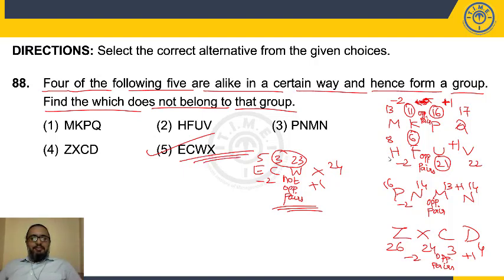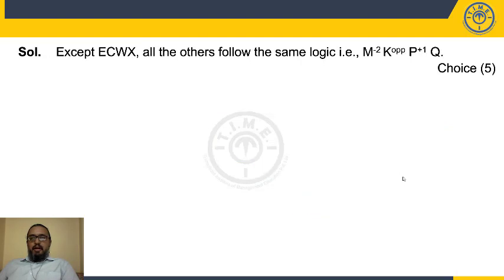Understood the point here? Okay? Yeah. So the middle one is the opposite pairs. Here it is not. So choice 5. Okay. Yeah, choice 5 is the answer. Next.